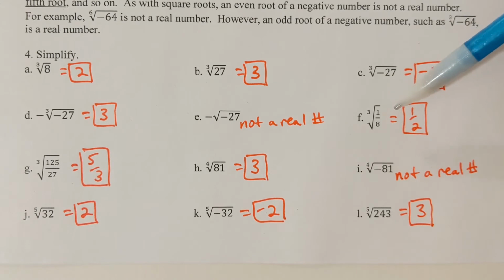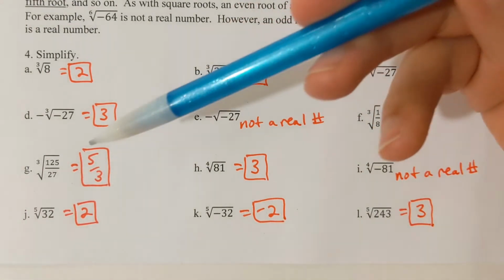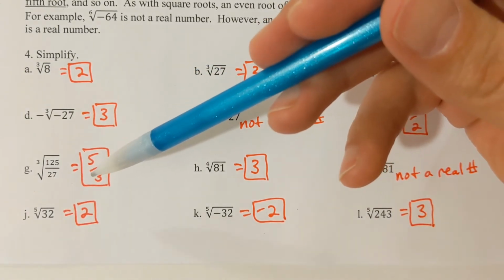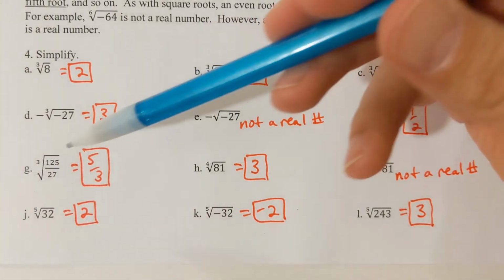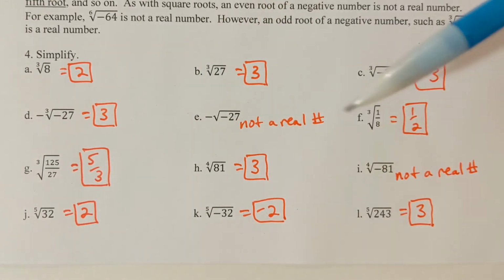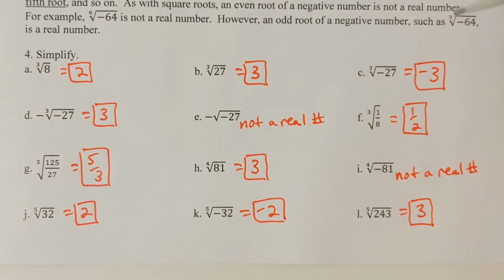Okay, how about the cube root of 1/8? Will that be equal to 1/2? 1/2 cubed would give you 1/8. The cube root of 125 over 27, that'd be 5/3, since 5/3 cubed, or 5/3 times 5/3 times 5/3, would give you 125 over 27. Another way to think about it is, the cube root of 125 is 5, and the cube root of 27 would be 3. Again, you could split that in this situation. You can't always split a radical, so you've got to be careful about that.